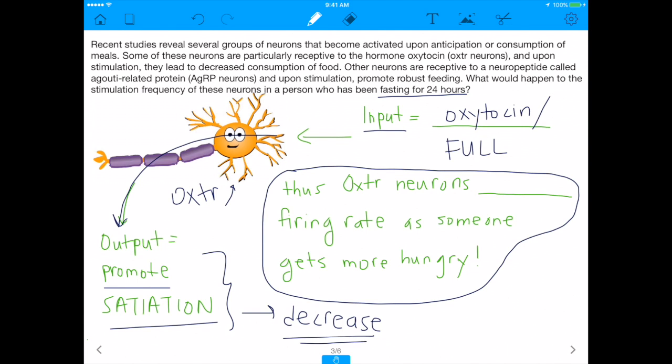You've been fasting for 24 hours. So believe it or not, the OXTR neurons will decrease their firing rate as someone gets more hungry because they're not satiated. They're not full. So they actually need to eat food, right? These neurons would start firing more as you eat more and more food, and they'd say, okay, you've eaten enough, no more. But in this case, if you've been fasting for 24 hours, these neurons will likely not be firing that much because they're not going to want to tell you that you're full.